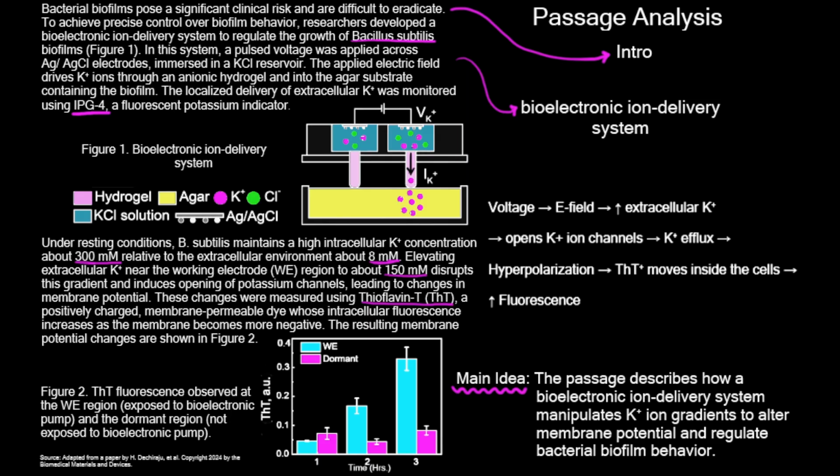The third sentence says, in this system, a pulse voltage was applied across AgCl electrodes immersed in a KCl reservoir. The third sentence explains that this bioelectronic system functions similar to an electrochemical cell, specifically an electrolytic cell, in which energy voltage is used to move ions in a controlled manner.